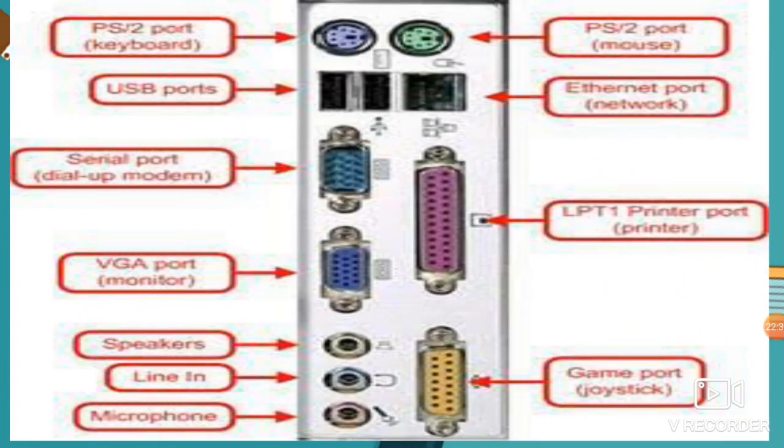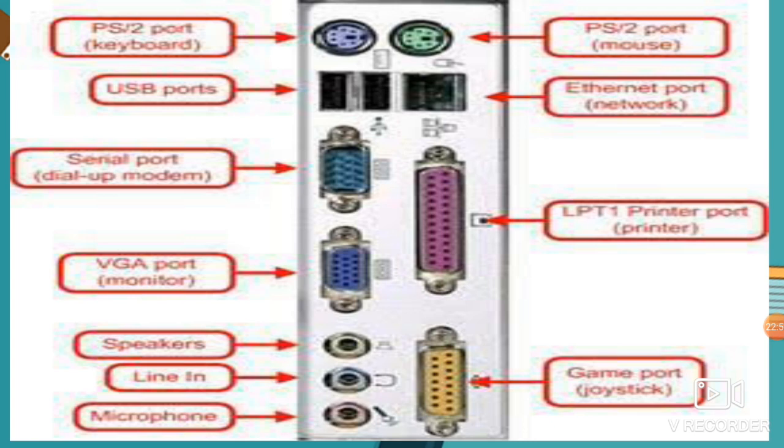Now this is the broad picture of the back of the system unit. You can easily see PS2 ports, one purple and one green. The purple one is for the keyboard and the green one is for the mouse. Now you can see the various USB ports. USB port is for the USB connection, like we can connect our pen drives with this.